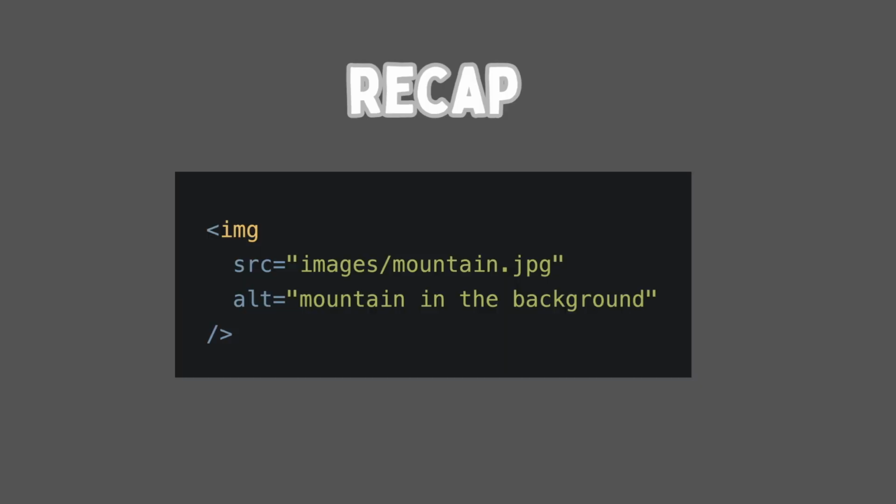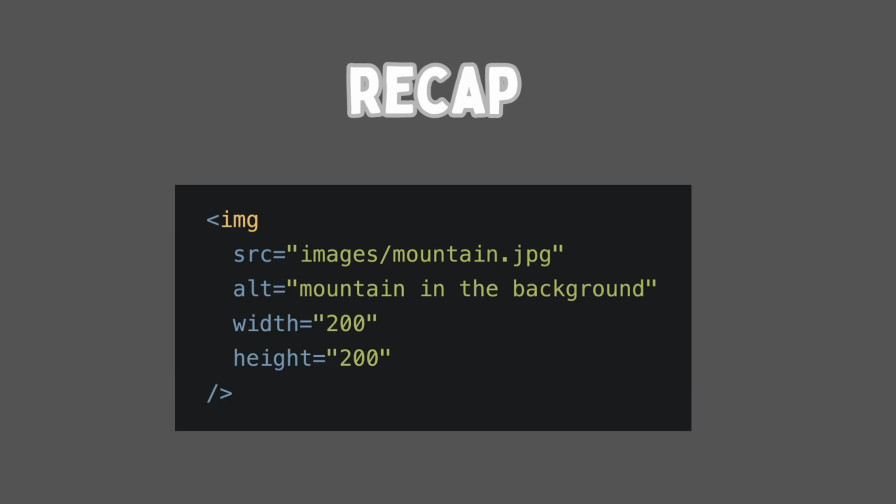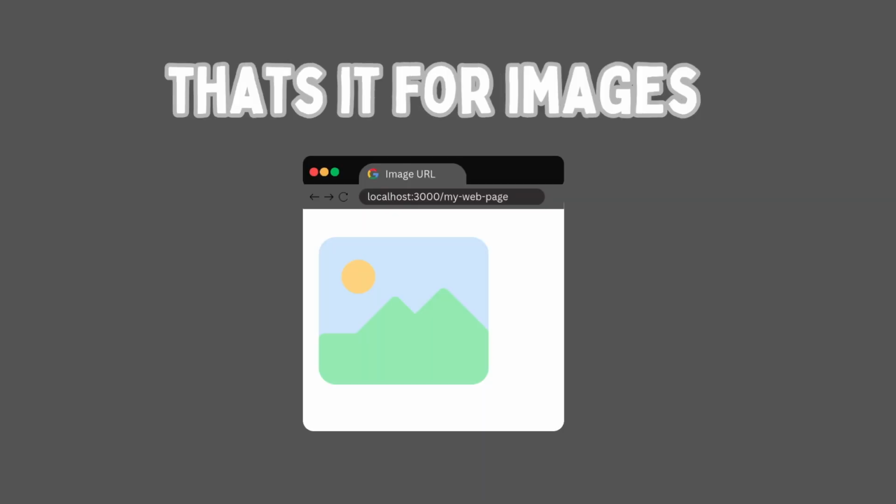To recap, adding images in HTML is easy with the image tag. Just set the source for the image location, add alt text for accessibility, and use width and height attributes to adjust the size if needed. That's it for images. Try adding some images to your web page to see how they enhance your content.